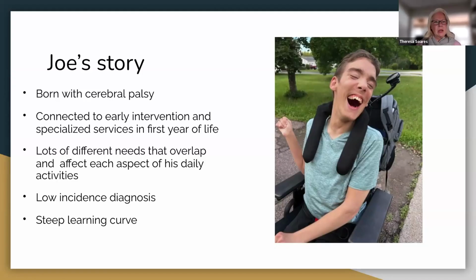And what I learned very early on was that Joe's diagnosis was very low incidence. It was very difficult for us to find peers in our community that had needs similar to Joe. So we did find a very small group of individuals in our community, which I felt really thankful for. And it was that parent connection and peers for Joe that helped us in our path as well. But I did realize very early that we had a very steep learning curve. Next slide.